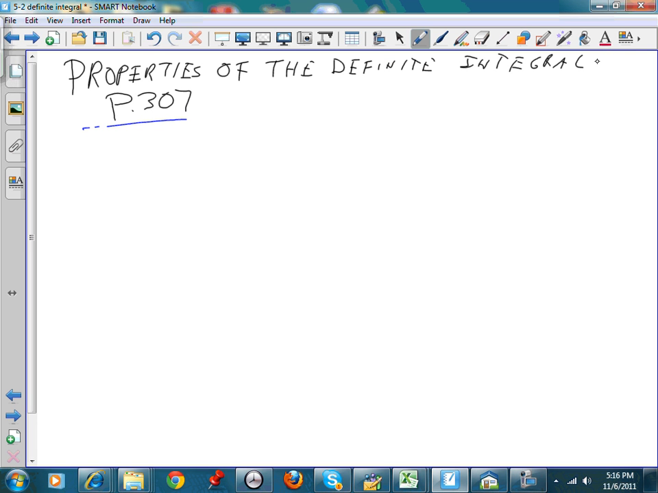I'll just list some of these here. You can go to your book and make a better copy if you want, but here we're going to integrate from a to b of f of x dx, okay? And that happens to be equal to the negative of the value if we just switch the limits, if we integrated what we might refer to as backwards. If we integrated backwards from b to a instead of from a to b, we'd incur this negative sign. Okay, so that's one property.